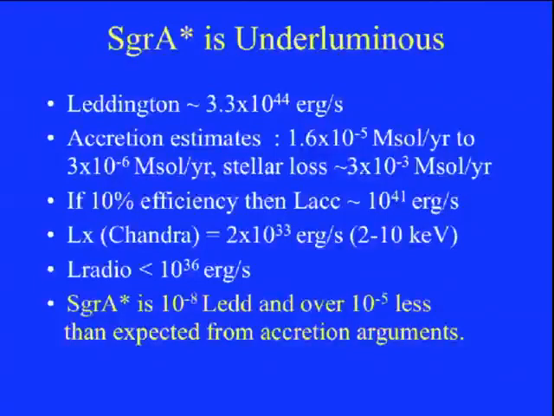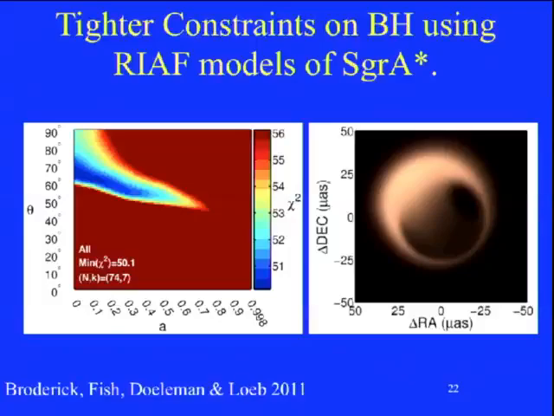Okay, so there's a very specific class of models called radiatively inefficient accretion flow models. And some colleagues of mine, Avery Broderick and Avi Loeb, in Canada and Harvard, have taken these models that are parameterized by the spin of the black hole, the inclination of the accretion flow, and the orientation on the sky, and they fit our data to those models.